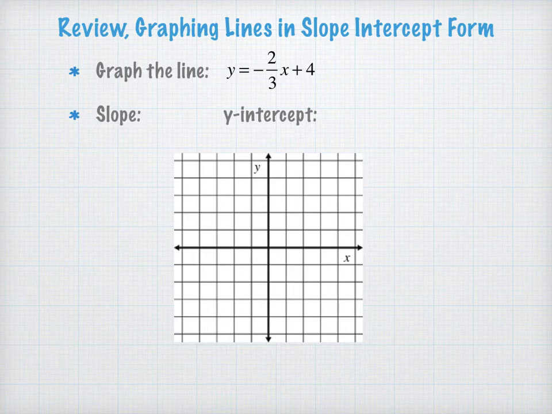Now in this example, we're asked to graph a line, and this is just to help us review the slope-intercept form of the line. The slope of this line is the number multiplying the x. The slope is -2/3. The y-intercept then is 4. When we graph a line, we start with the y-intercept, and then we use the slope, down 2 and to the right 3, to graph our second point. We connect those points, and this is the line y equals -2/3 x plus 4.